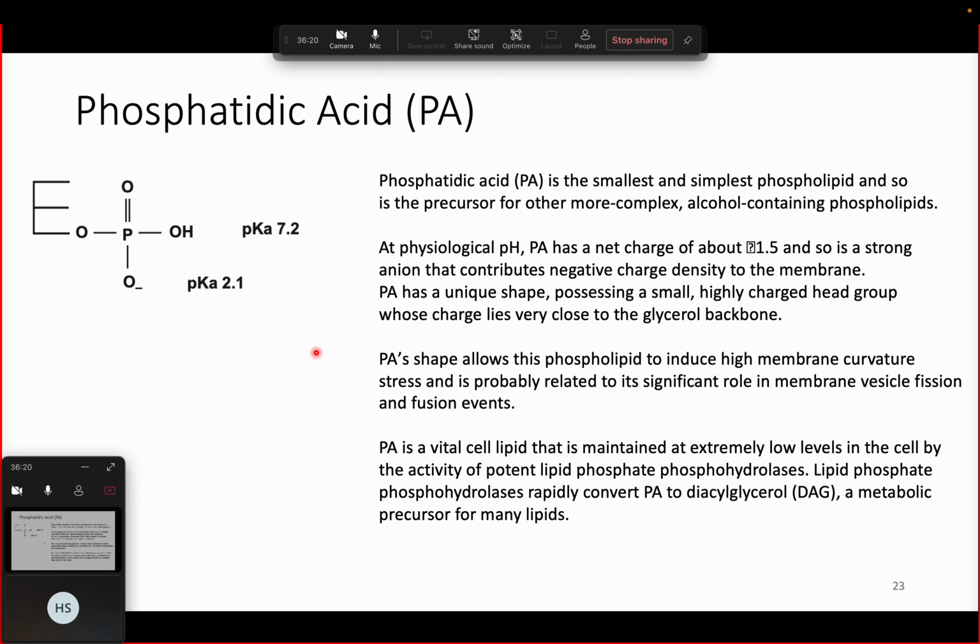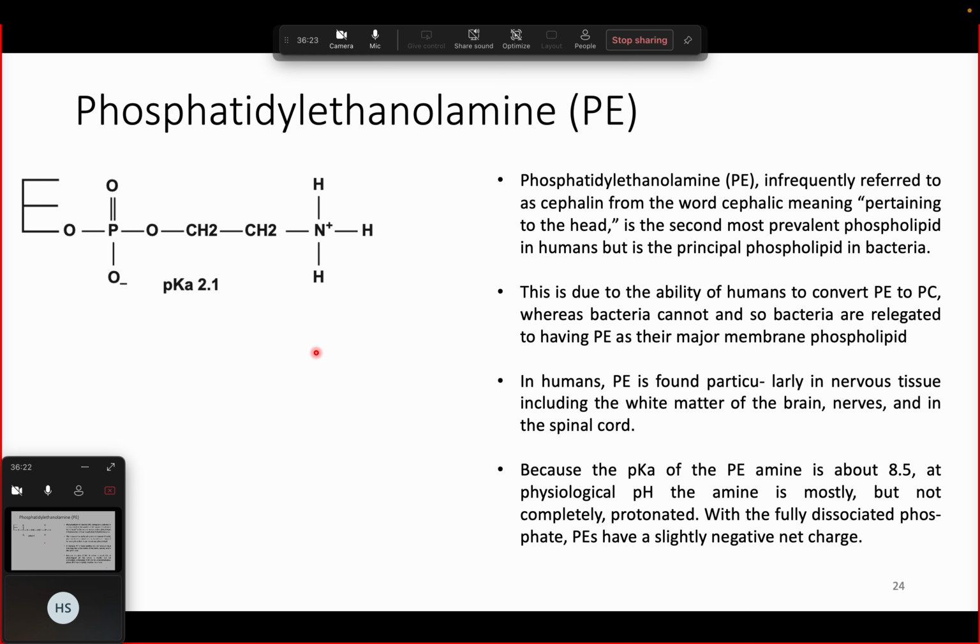Now if we talk about the next lipid in our list, it is the phosphatidyl ethanolamine, that is PE. You can see the representation of PE here. The alcohol group which comprises the ethanolamine is CH2, CH2 and NH3, correct? And you can see the net charge on PE, depending upon the physiological pH, will be either neutral or slightly negative. Okay, so phosphatidyl ethanolamine, that is PE in short, is infrequently referred to as cephalin from the word cephalic, meaning pertaining to the head.